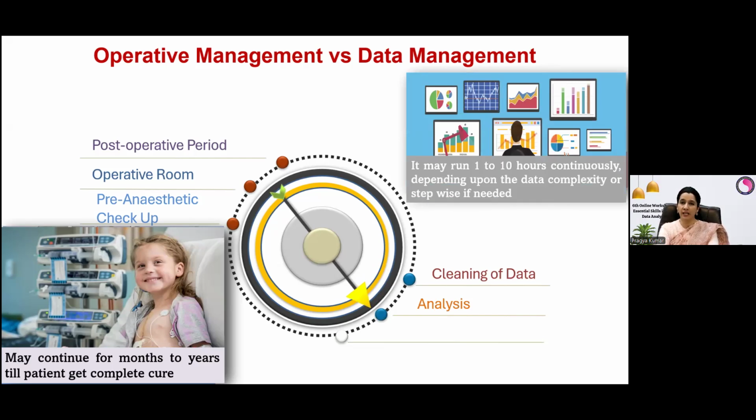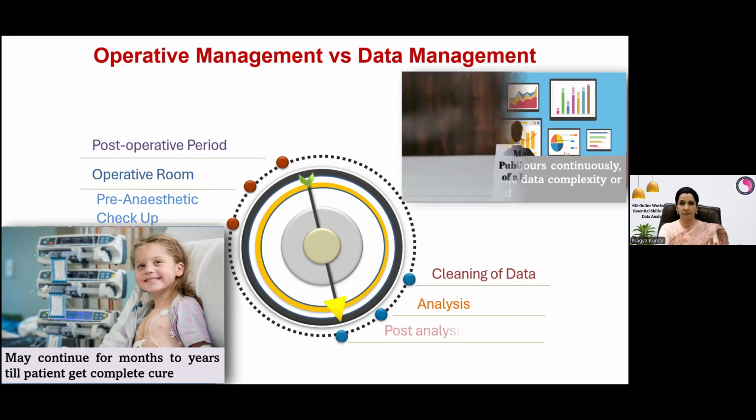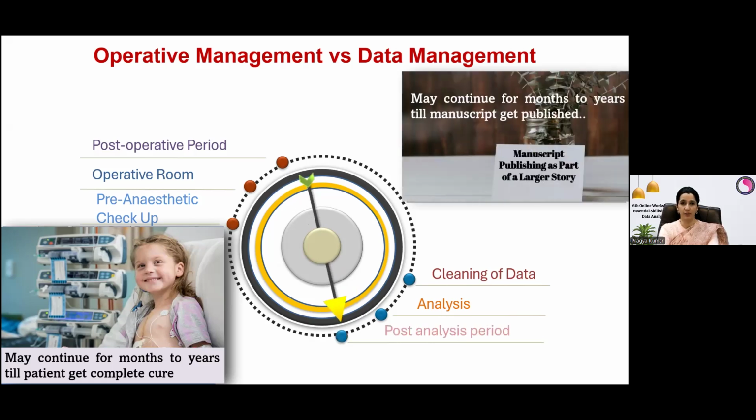If your data is clean and the sheet is clean, it doesn't take more than half an hour to perform the analysis. Analysis all depends on the clean data sheet. And then comes your post-analysis period, which is generally the publication. It again takes months to years, depending on the journal which you choose and the quality of your manuscript. So it is again a time-taking process.